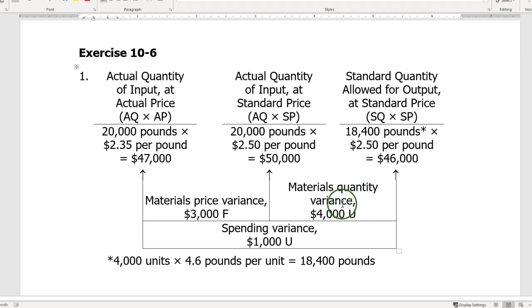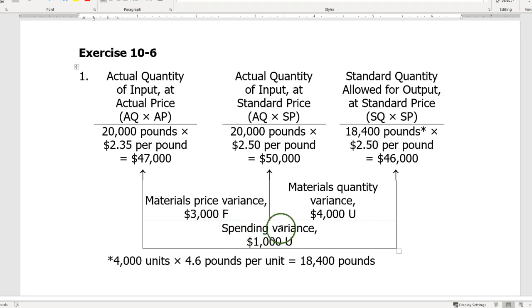So that's the quantity variance. Now net these two together. You net the two together because one's favorable, the other one's unfavorable. So subtract and find the difference, $1,000 of course. And since the materials quantity variance is larger than the price variance, we stick with the unfavorable amount here.